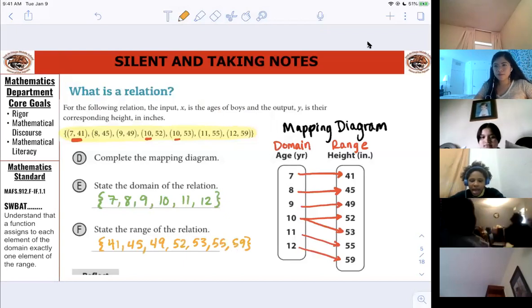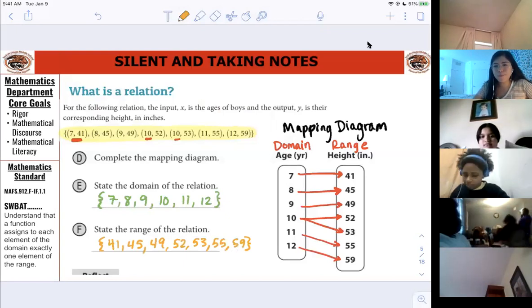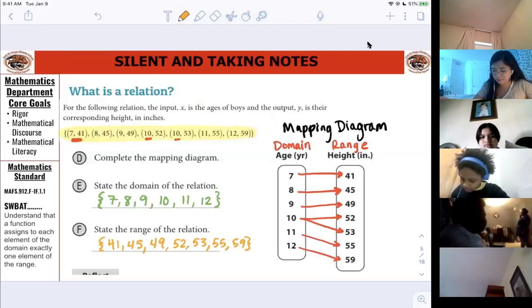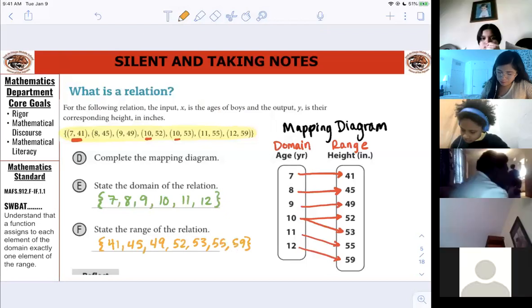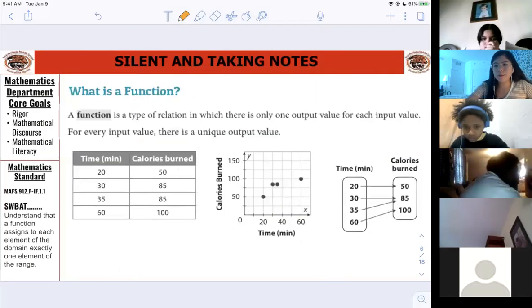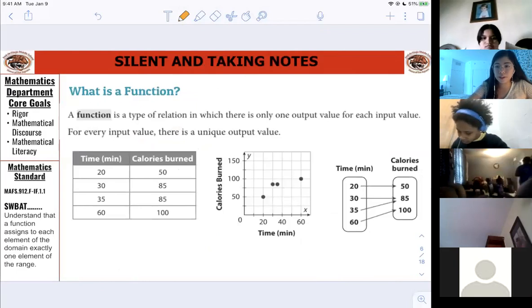Okie dokes, any questions so far? With the mapping diagram, anything like that? Cool. All right, so now we're going to talk about what is a function. So remember, that's our topic of the day. The topic of the day is functions.